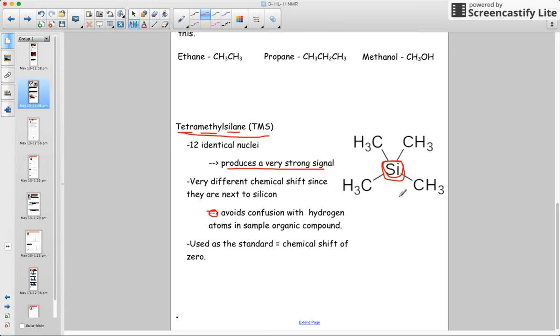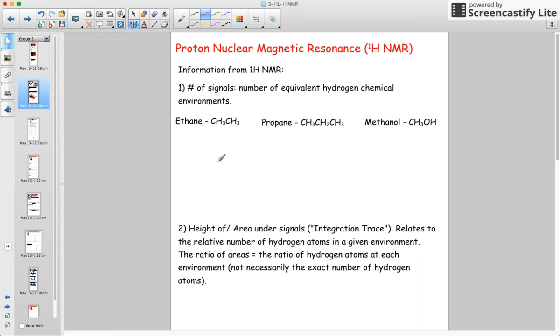The signal that gets produced by this molecule is said to have a chemical shift of 0. We'll see in the readouts that the x-axis is referred to as the chemical shift, and the 0 value is based on this TMS molecule. Okay, so in terms of actually figuring out the different number of hydrogen environments, it's important to draw out structural formulas. So for ethane and propane, let's do a little pause for a second.